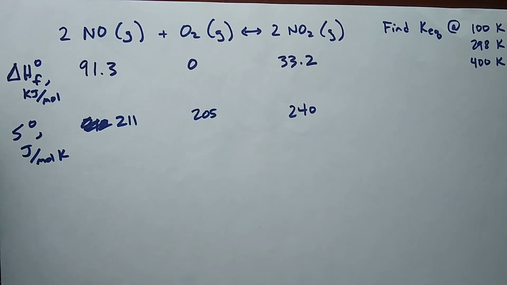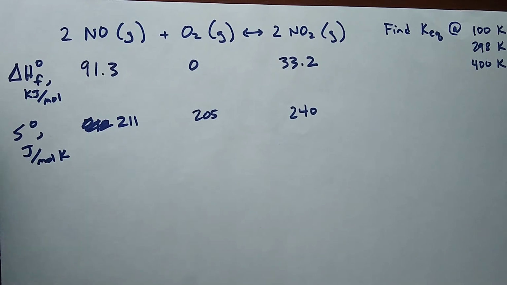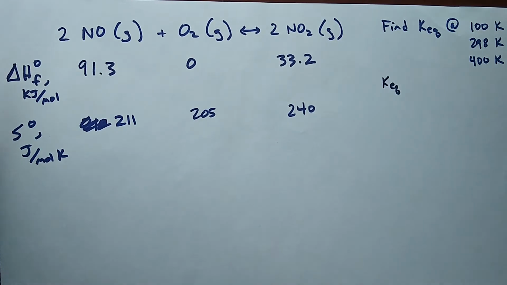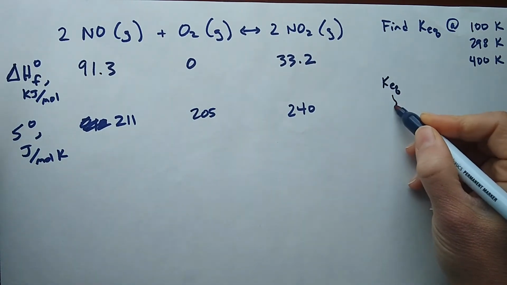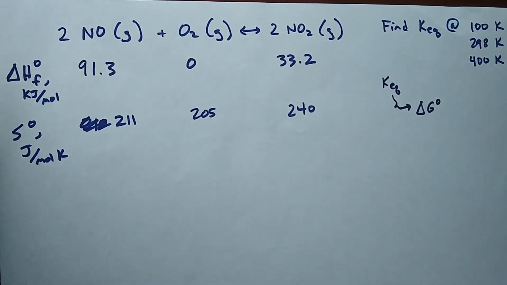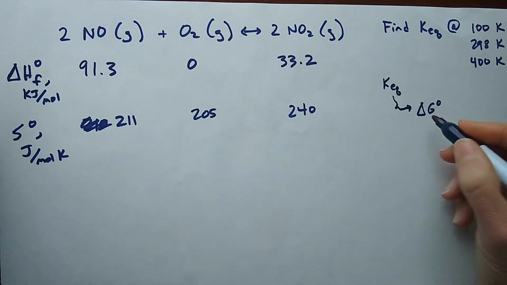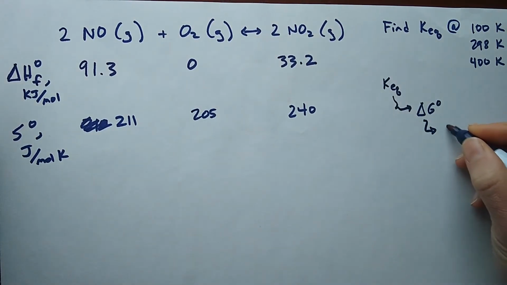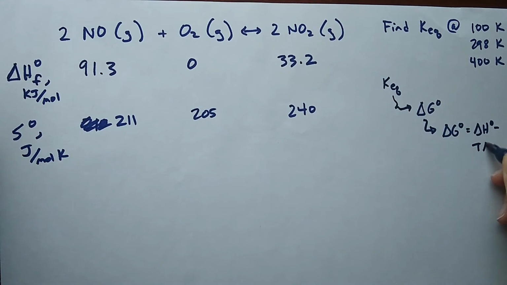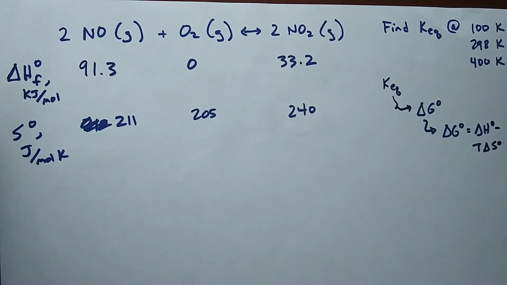All right, so in this problem, we're asked to find the equilibrium constant at 3 temperatures. And I have the strategy on the slide, but let's just kind of draw it out on paper as well. In order to get KEQ, the relationship there is between KEQ and standard free energy change. There's 2 ways to get standard free energy change. One of them is that standard free energy change equals enthalpy change minus temperature times standard entropy change.